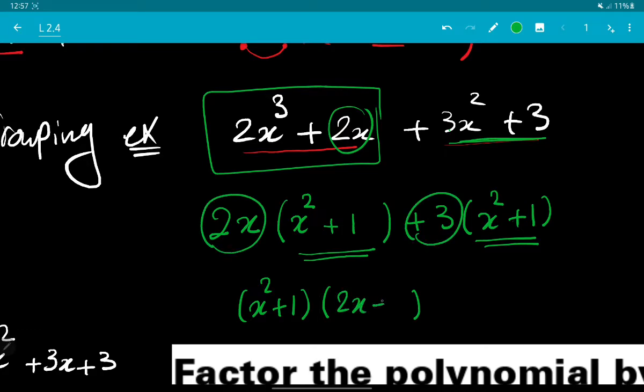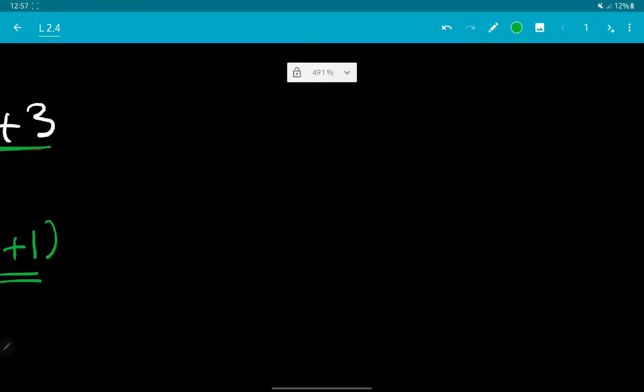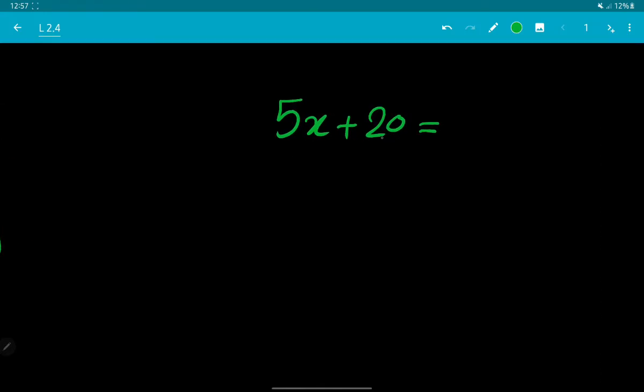be 2x plus 3. If you got confused about the first step here, it means you don't remember what you studied maybe a few years ago. So let me explain and show you something. If we have 5x plus 20, what is the common factor here? Can we divide both of them by the same thing? We can divide them by 5. So we can take 5 as a common factor, leaving inside x plus 4.